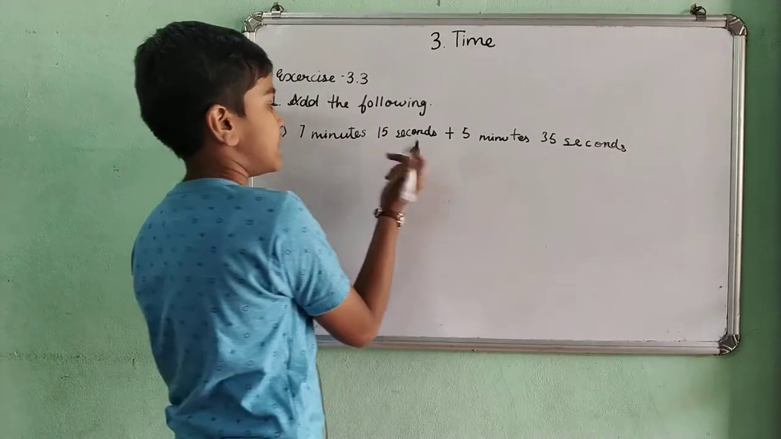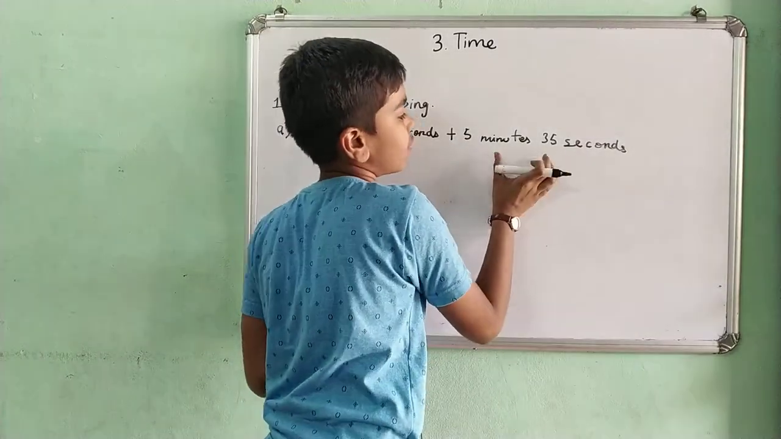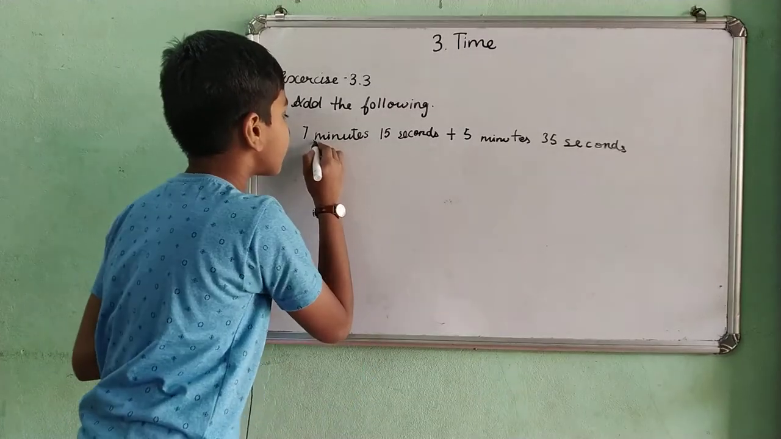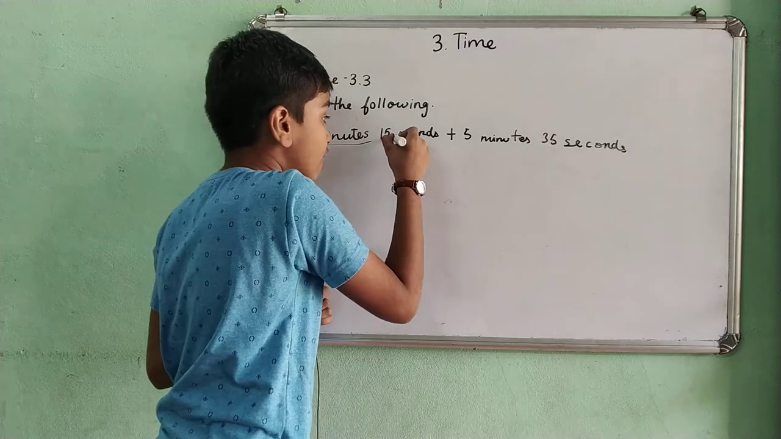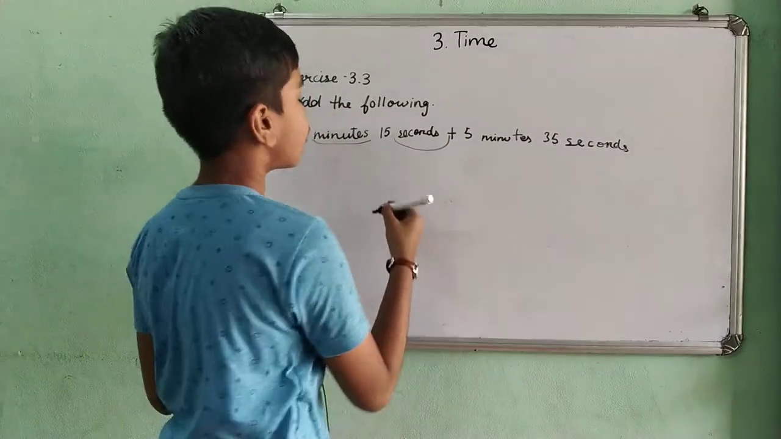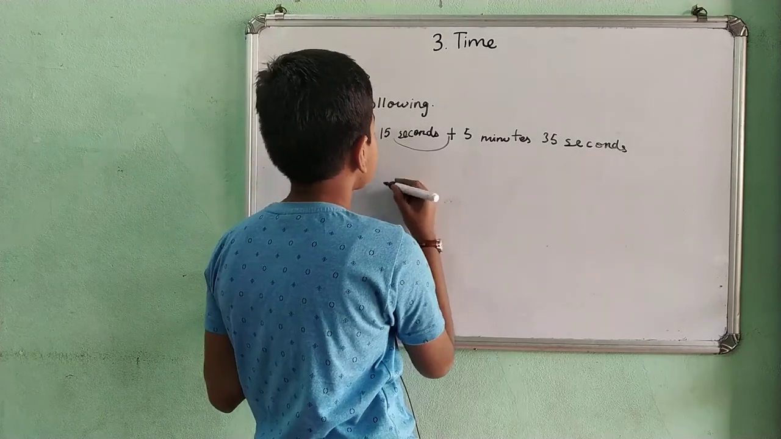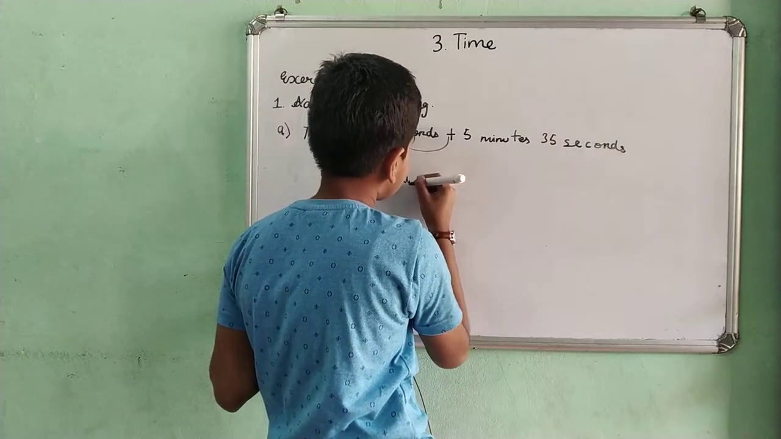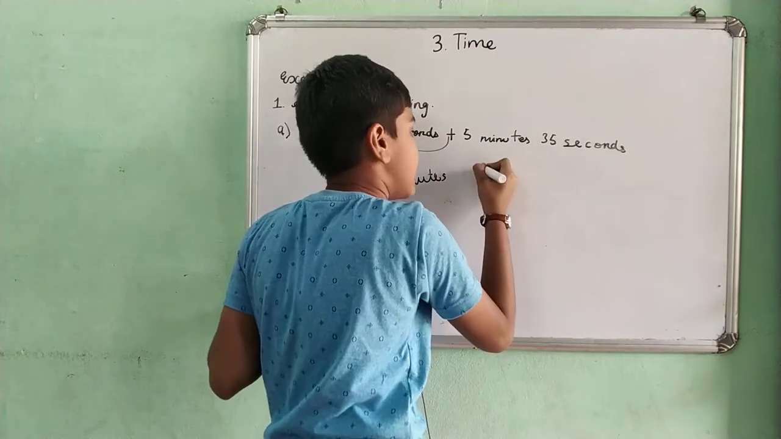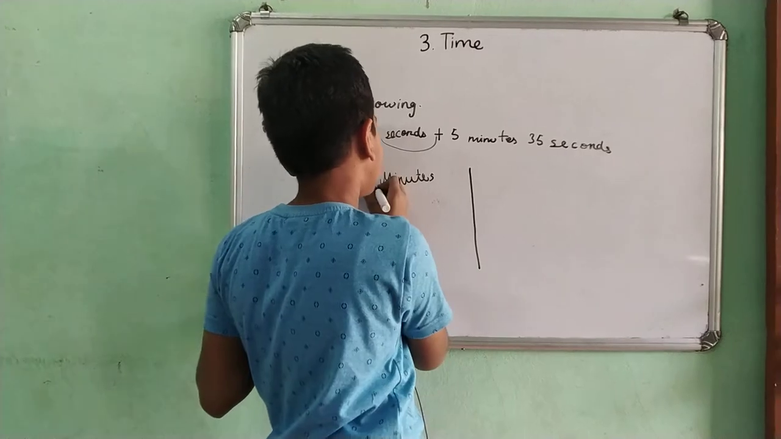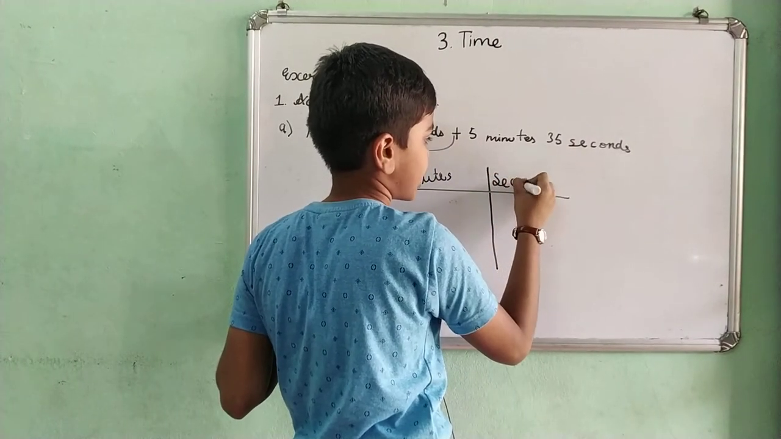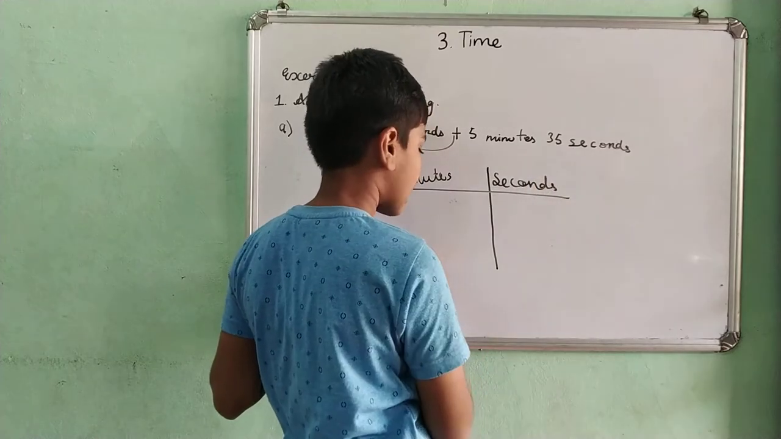Now see, 7 minutes 15 seconds, 5 minutes 35 seconds. Here we have minutes, here we have seconds. So we have two units of time. Here we will write minutes, and let's draw a straight line like this, okay? On the other side we will write seconds, okay?